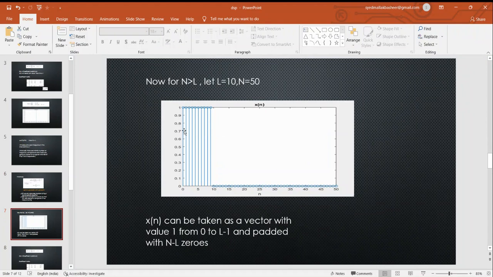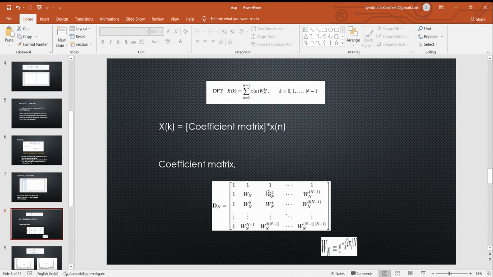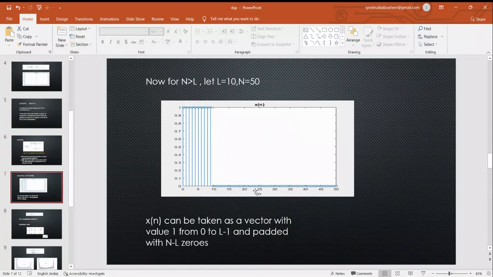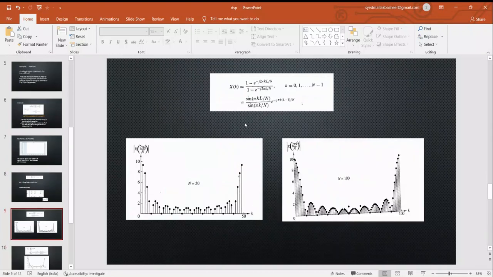Now for N greater than L, let us take L equal to 10 and N equal to 50. x of n can be taken as a vector with values 1 from 0 to 9 and it is padded with zeros at remaining positions, and it is the same formula. If we multiply this coefficient matrix and this x of n, we will end up with this expression in every row. By calculating for N equal to 50 and N equal to 100, we will arrive at these spectrums.